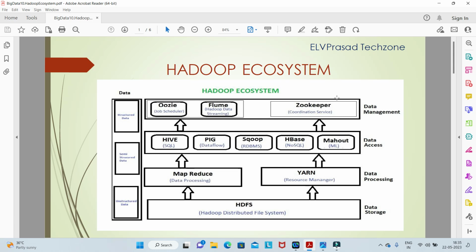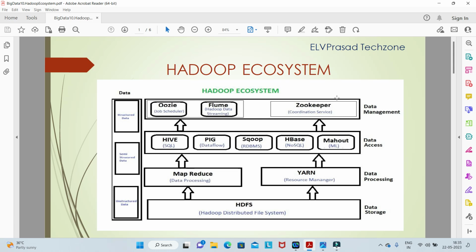Let us get into the topic. It is a Hadoop ecosystem. In earlier videos, we have seen various videos related to Hadoop. Now we'll get into the actual topic, that is Hadoop ecosystem. What are the various components in Hadoop ecosystem?